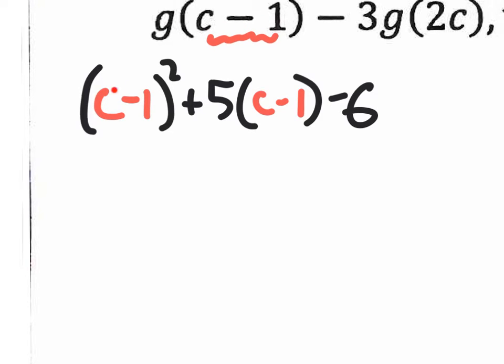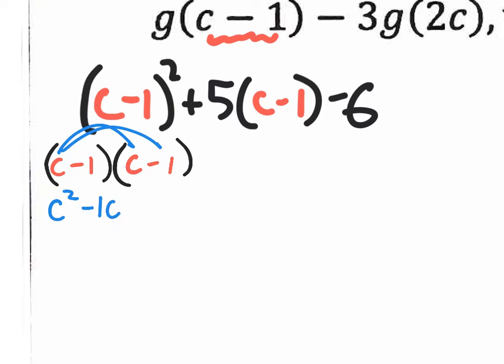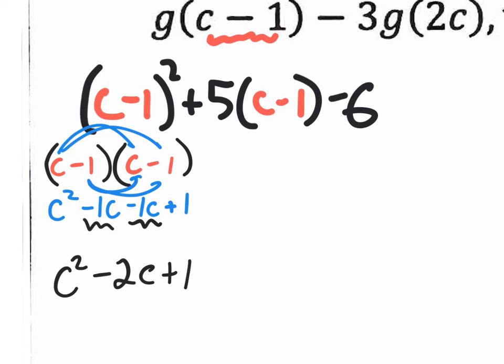So right here, it's different because we have a binomial that we're plugging in. You cannot distribute that power. You actually have to write this binomial 2 times, multiply it with itself. So you're going to have a c minus 1 times a c minus 1. And again, you're going to have to write really small. So when we distribute, c times c is c squared, c times negative 1 is negative 1c. Negative 1 times c is another negative 1c. Negative 1 times negative 1 is positive 1. We are combining the middle terms, so we're going to get a final quadratic trinomial of c squared minus 2c plus 1.